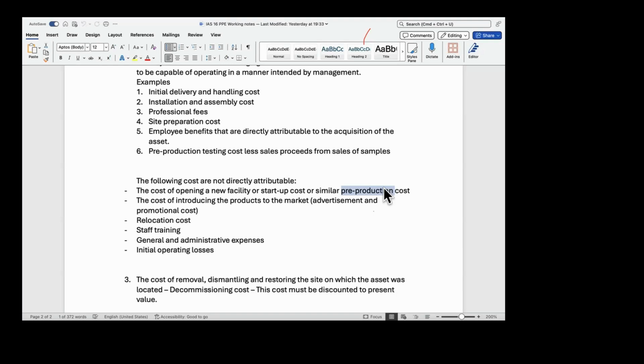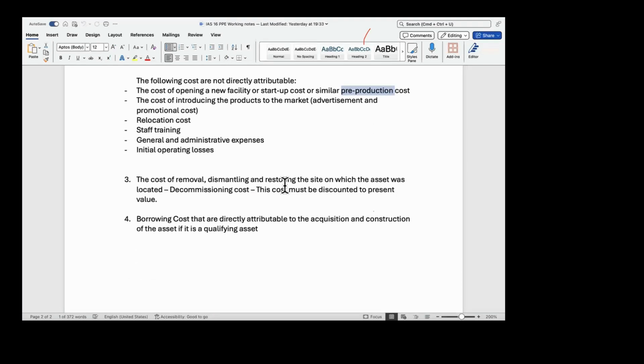And the third component of cost is the decommissioning cost, which is the cost of removal, dismantling, and restoring the site on which the asset was located. This is usually required when there is a law in the country where that business is located that requires that this asset must be removed. This is common in the oil and gas industry, and it could exist in some other industries as well, where they are required to restore the site back to the way they met it.